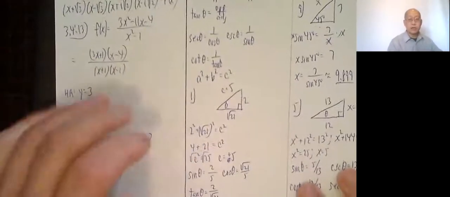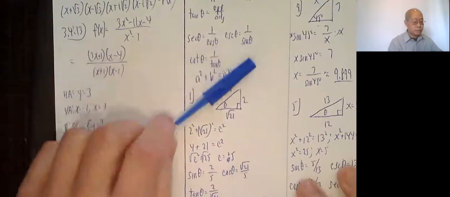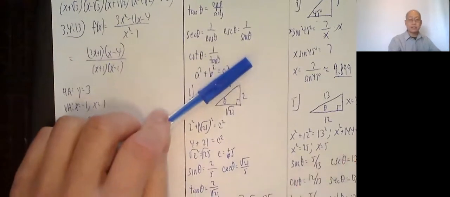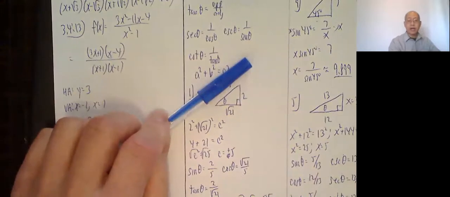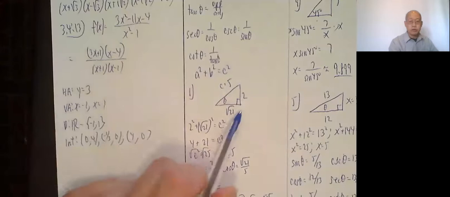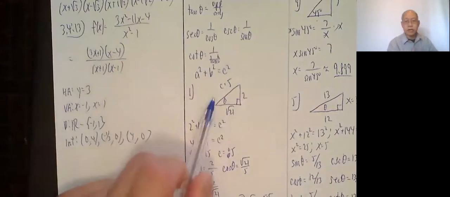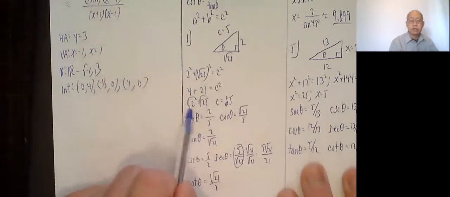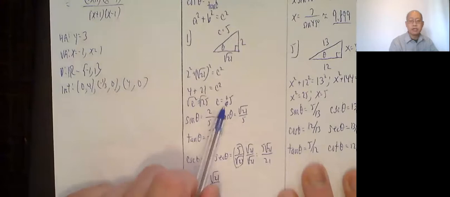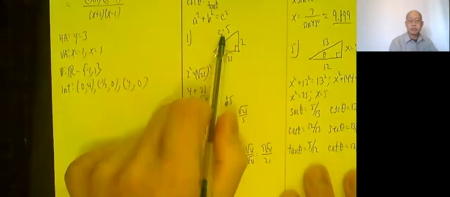Okay, so question 1, they gave it to me like this: 2, radical 21, and theta. First find the hypotenuse, temporarily call it c. So 2 squared plus radical 21 squared is c squared. 4 plus 21 is equal to c squared. C squared is 25, take the square root. C is plus or minus 5, throw out the negative, these are distances, so c is 5.